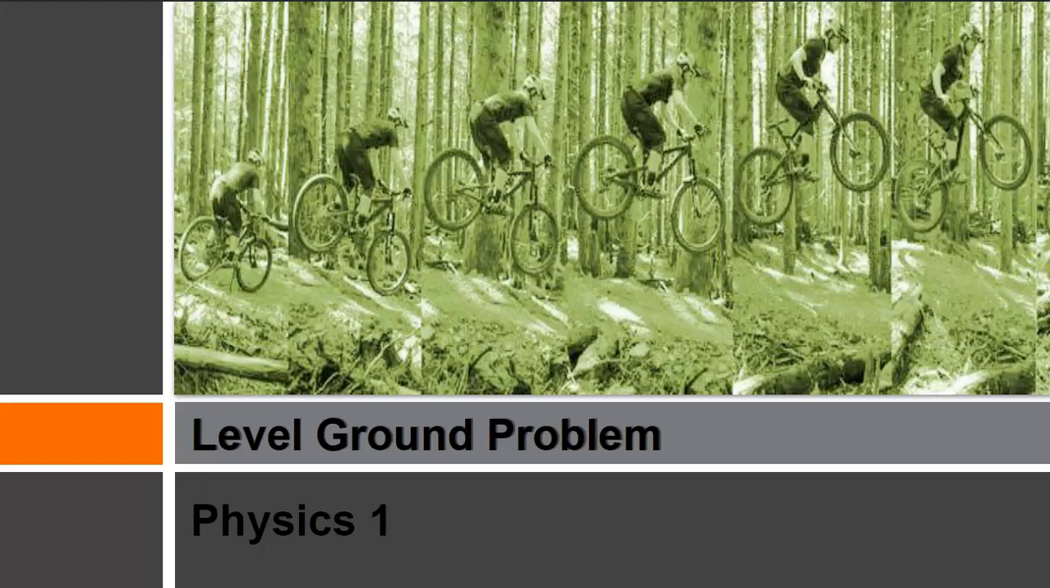Hey guys, I got one more special case of kinematics for you here. This is called the level ground problem. It only works on level ground. So if you were standing on a football field and you kicked the ball and it went up, up, up, and it came down and landed on the same level, the same altitude, the same height that it was launched from, then we'd be talking about a level ground problem.